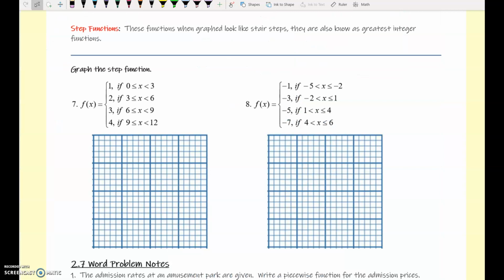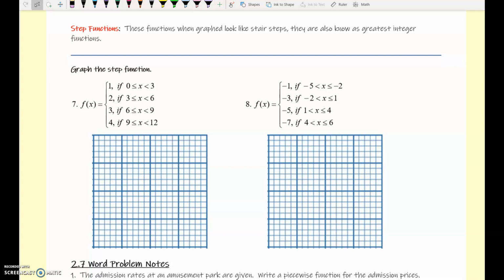The last thing we're doing today is step functions. Step functions end up looking like stair steps. This is very commonly used, like for amusement parks. Like kids up to age 3 are $1. Kids 3 to 6 are $2. Kids 6 to 9 are $3. Kids 9 to 12 are $4. That seems like a very extreme price scale, but whatever.